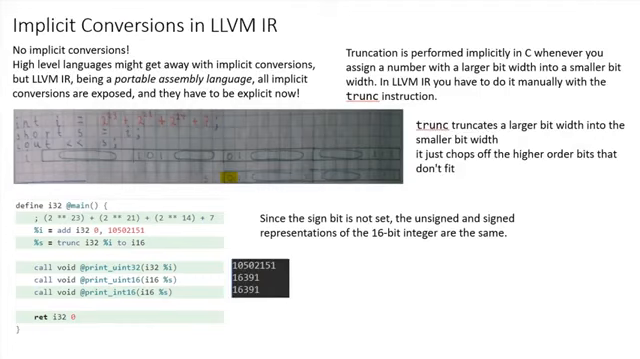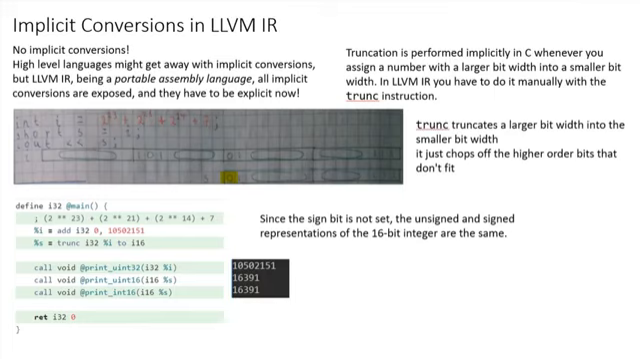Now we're going to talk about some other implicit conversions. Namely, in LLVM intermediate representation, there are no implicit conversions. High-level languages might get away with implicit conversions, but LLVM intermediate representation, being a portable assembly language, all implicit conversions are exposed, and they have to be explicit now.